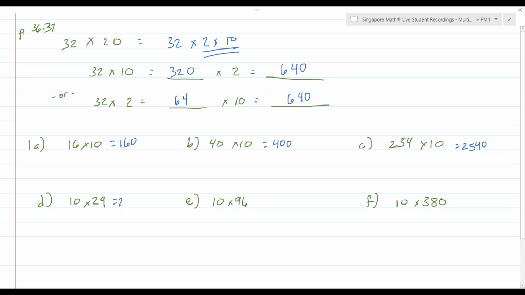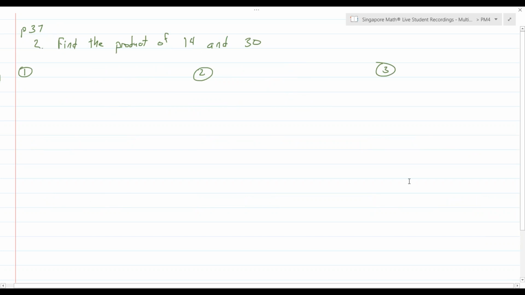And it continues on in the next part of it. 29 tens is 290. 96 tens is 960. 380 tens is 3,800. So we just continue thinking about place value. All right, let's go on to a few more examples.